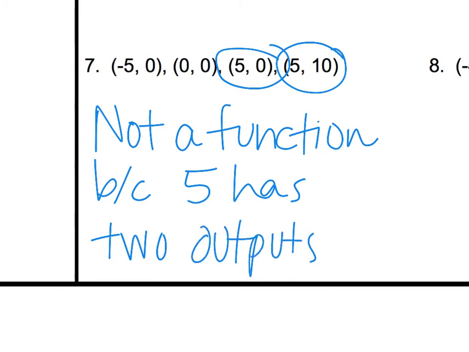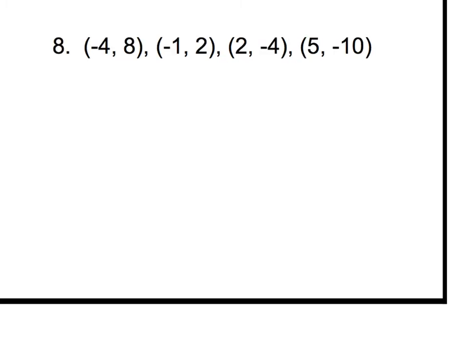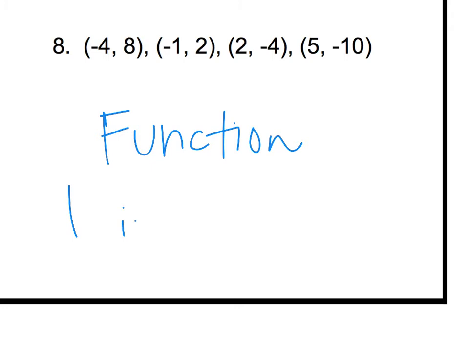And lastly, yes, -4 only goes to one place. -1 only goes to one place. 2 only goes to one place. 5 only goes to one place. That is a function because every input only goes to one output. I'm going to abbreviate 1 input, 1 output.